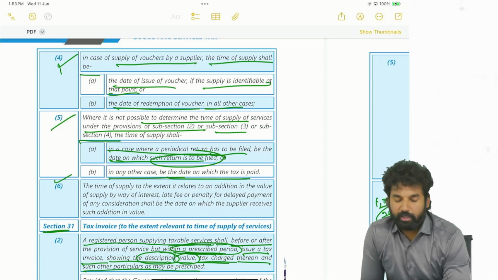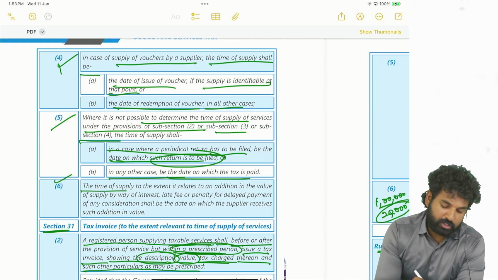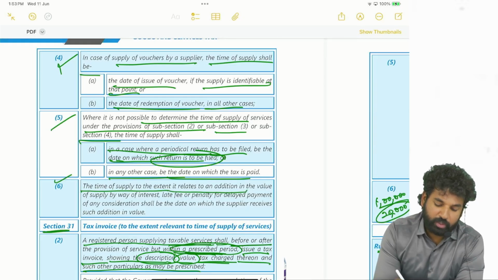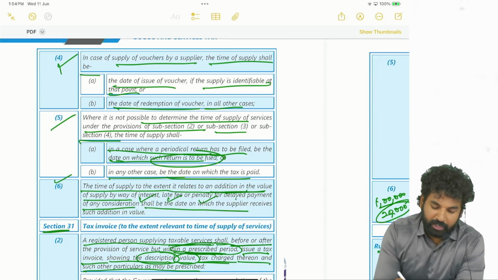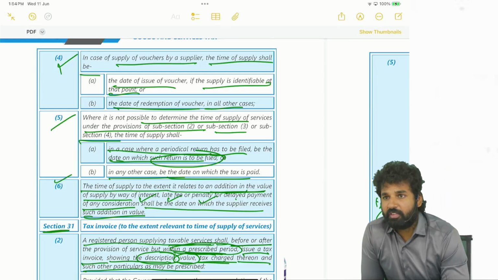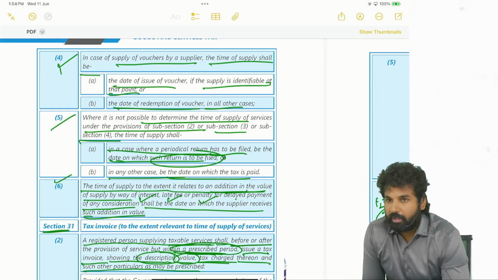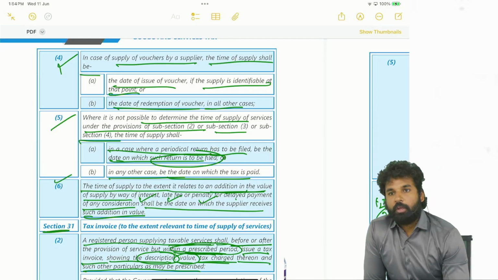On which date you are paying the tax, that time it will be the time of supply. Next, subsection 6: the time of supply, to the extent it relates to an addition in the value of the supply by way of interest, late fees, or penalty for a delayed payment of any consideration, shall be the date on which the supplier receives such addition in value. When the supplier is receiving such interest, then the time of supply will be there. You got this?